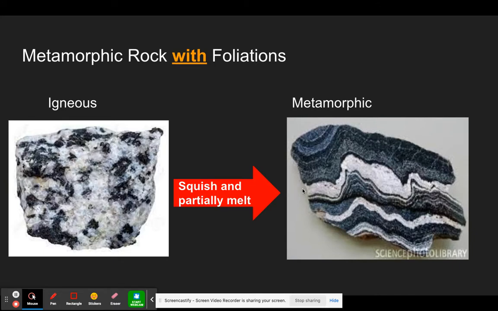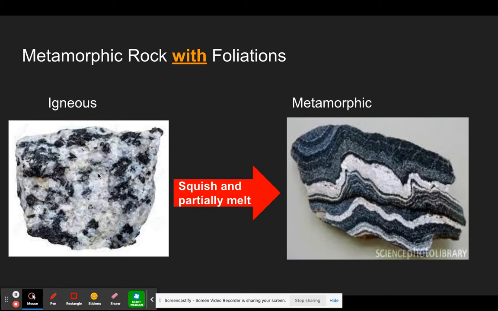Like if you can see these horizontal lines right here that have kind of been squished, they're not perfect straight lines, but that is a foliation. There's a line in the rock. So this is an example of a metamorphic rock with a foliation. So this original rock started out as igneous. It's a granite. Just like we learned about with igneous rocks, first it has these big crystals, right? It cooled down slowly. It's intrusive.